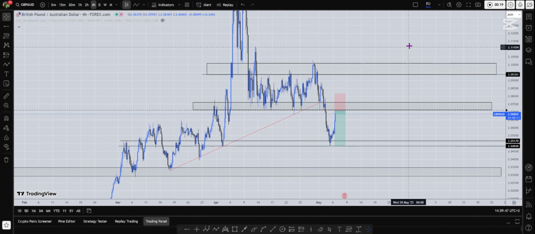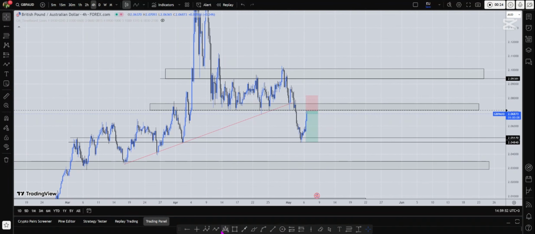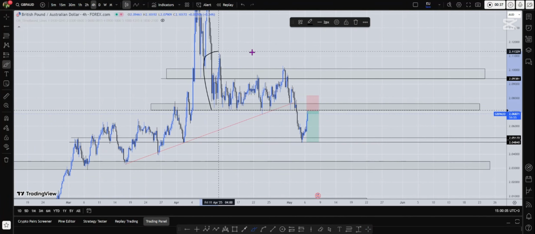But currently, as you can see, I've been watching GBPAUD for the longest time. How many days has it been? Let's measure this one. It's been around 21 days since I took my last GBP Aussie trades, since we've been under this beautiful consolidation here.